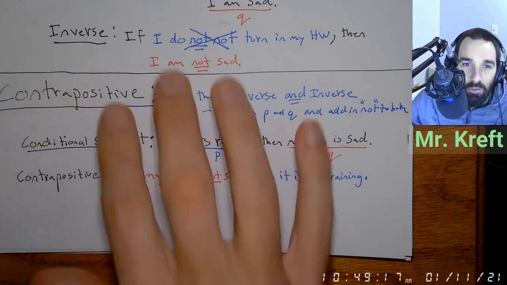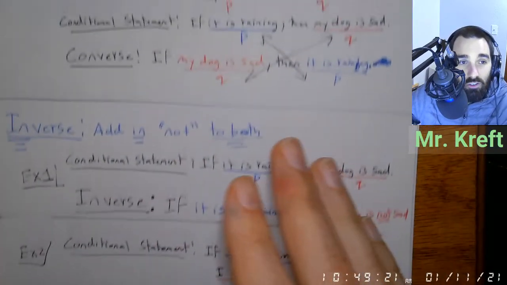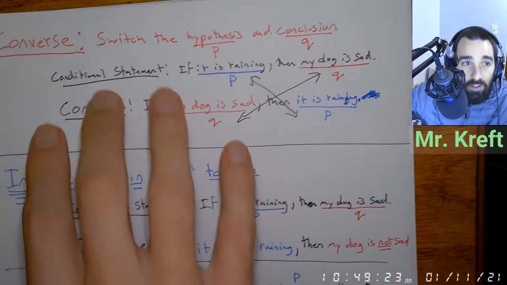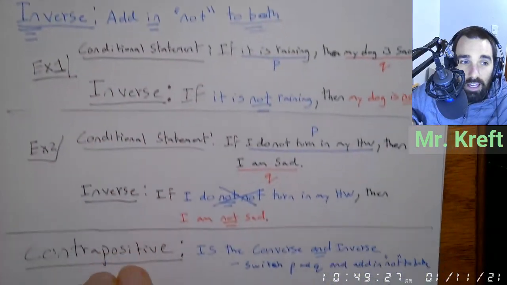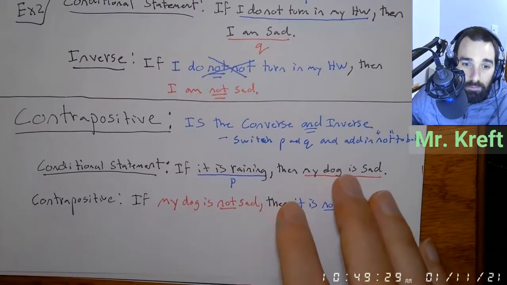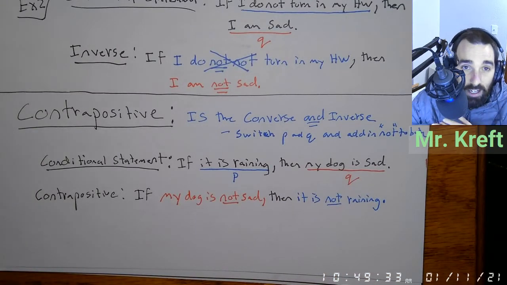All right. So what you're going to be doing mostly in your homework, guys, is writing conditional statements, and then you're going to be finding the converse, the inverse, and the contrapositive.